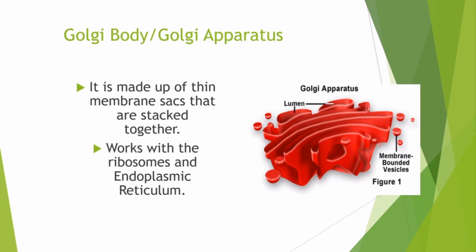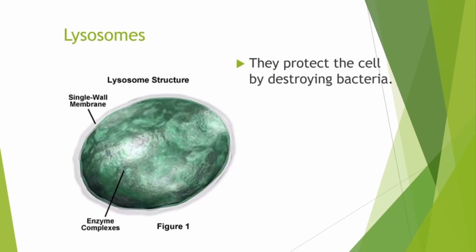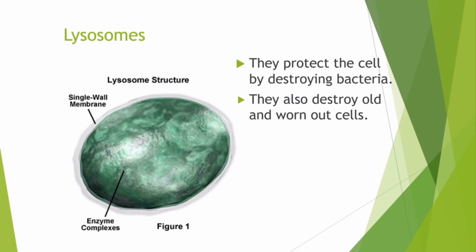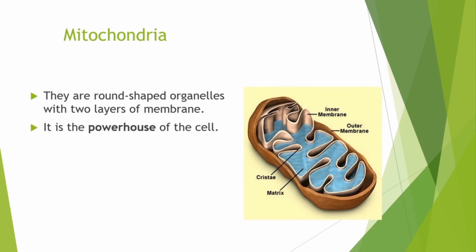We also have the lysosomes. They protect the cell by destroying bacteria, and they also destroy old and worn out cells. We also have mitochondria. They are round-shaped organelles with two layers of membrane. It is the powerhouse of the cell.